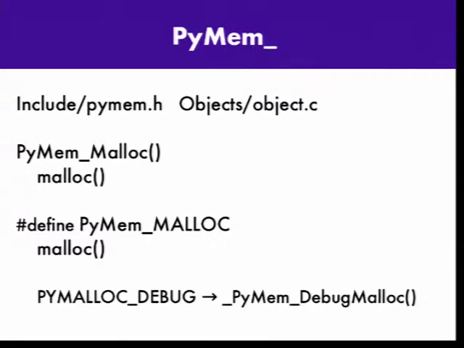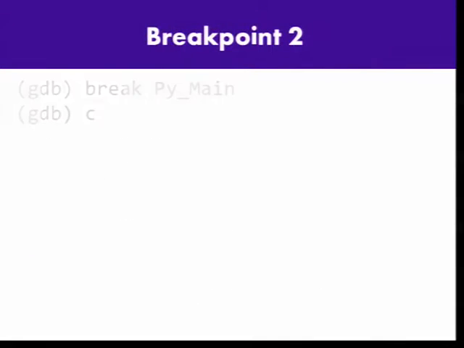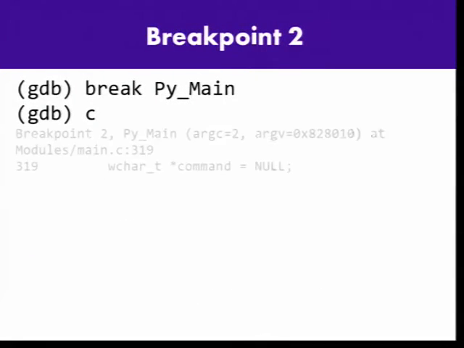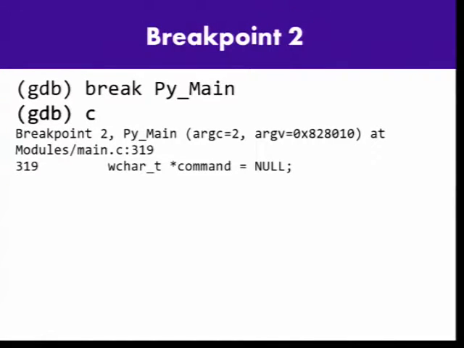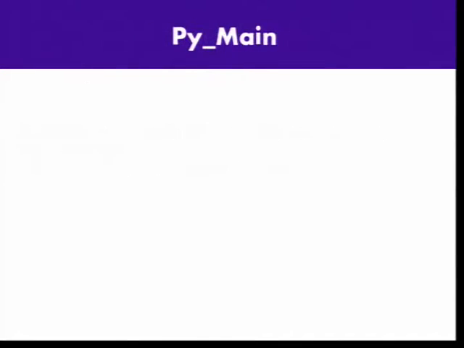We're going to come back to the other subsystem in a little while when we talk about objects. But let's go to our second breakpoint. We're going to break in PyMain, which actually is just the next function call anyway, continue and hit it immediately. So now we're in PyMain. PyMain is defined in module/main.c, and I sort of wanted to draw your attention to this.